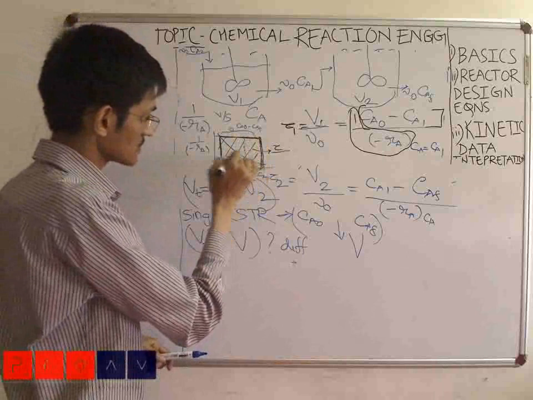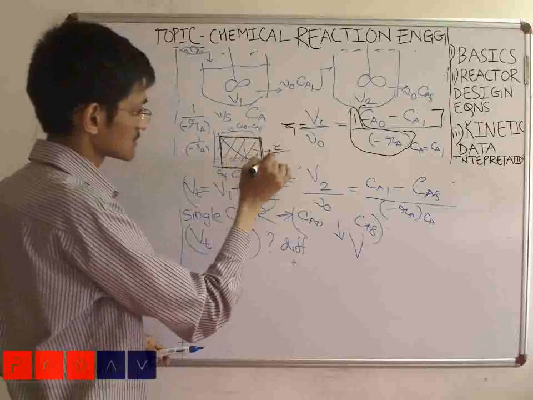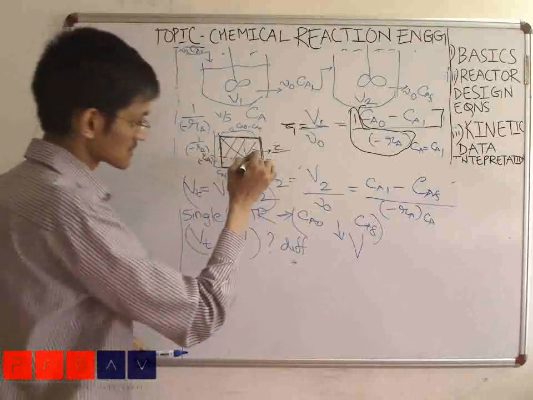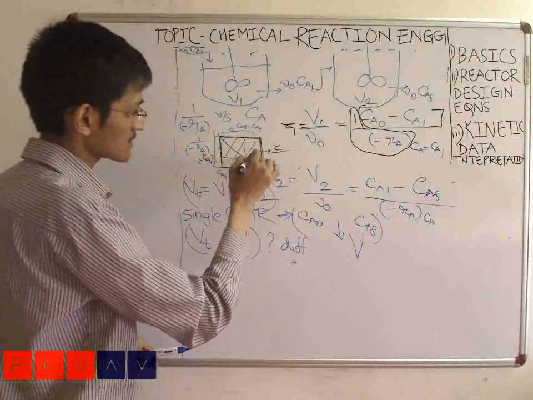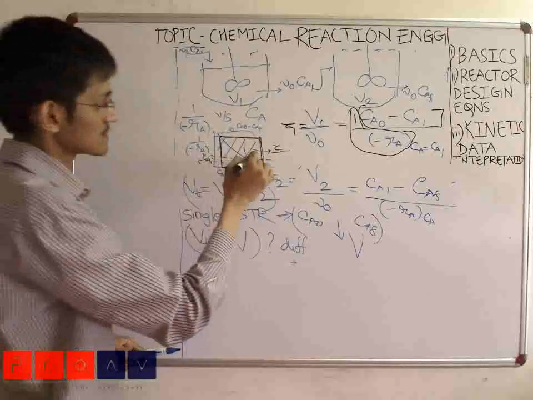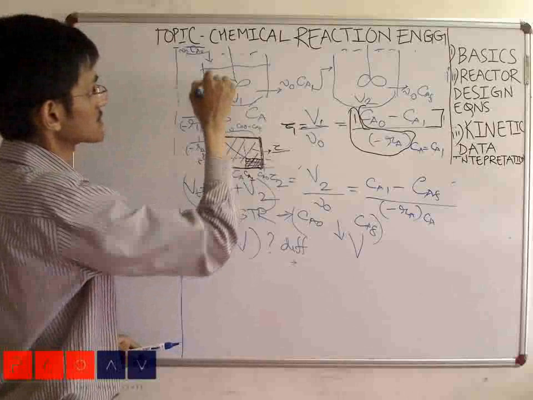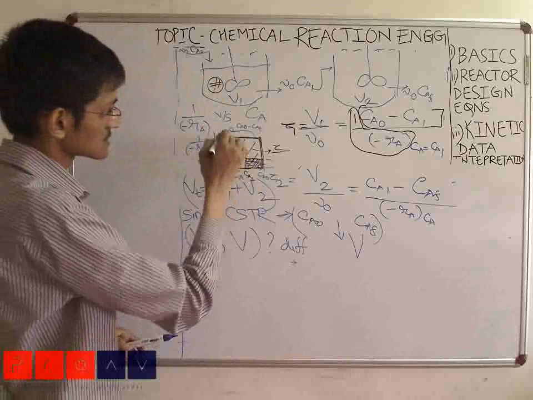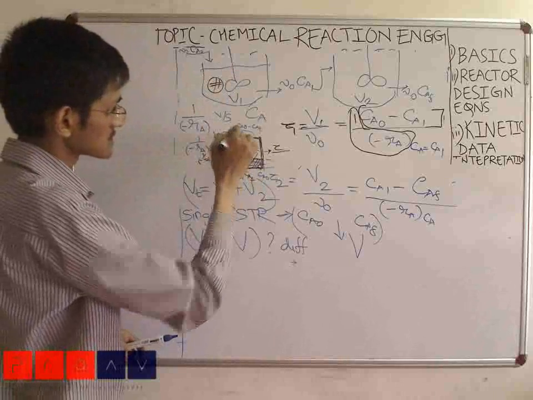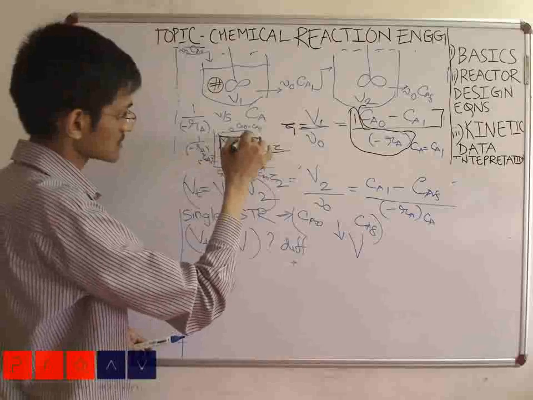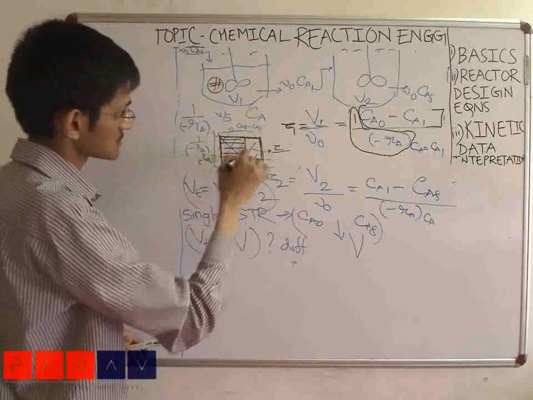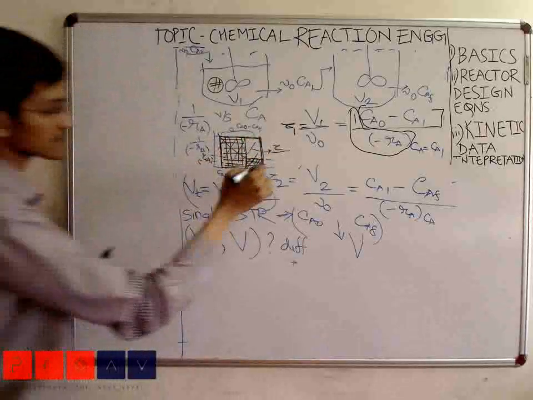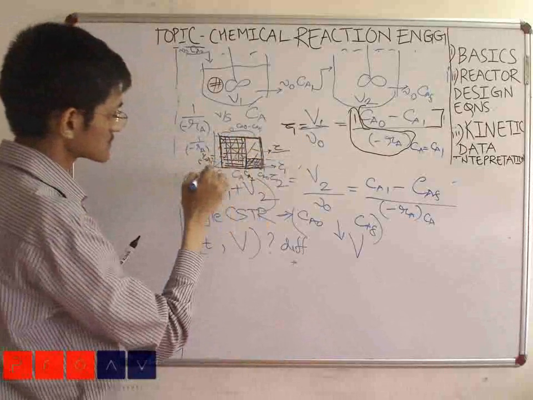This point would be 1 upon minus RA at CA1. So the rectangle for the first reactor is the one which I have marked in black over here. This is tau 1. Then we have CA1 to CAF, so CAF is this, CA1 minus this. So we have this and this. This is tau 1, and this is tau 2.